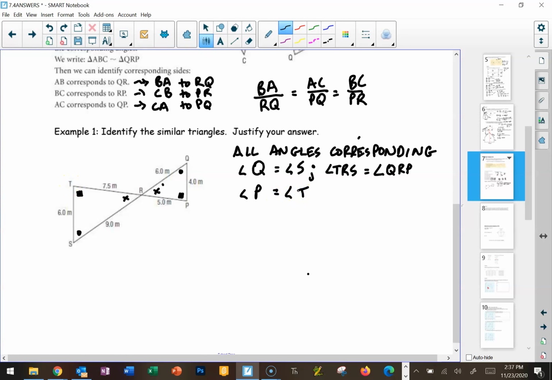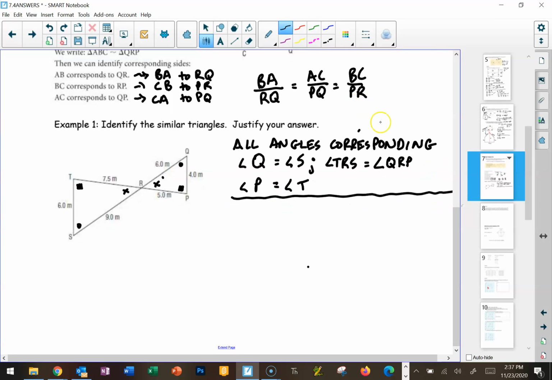So our angles are corresponding, which is half the battle right there. It's the easy half of the battle, unfortunately. So maybe it's technically not half the battle, but it's one of the two things we need to check. Now we've got to check the sides. And the sides' scale factor, or the ratio of the side lengths, has to be the same.